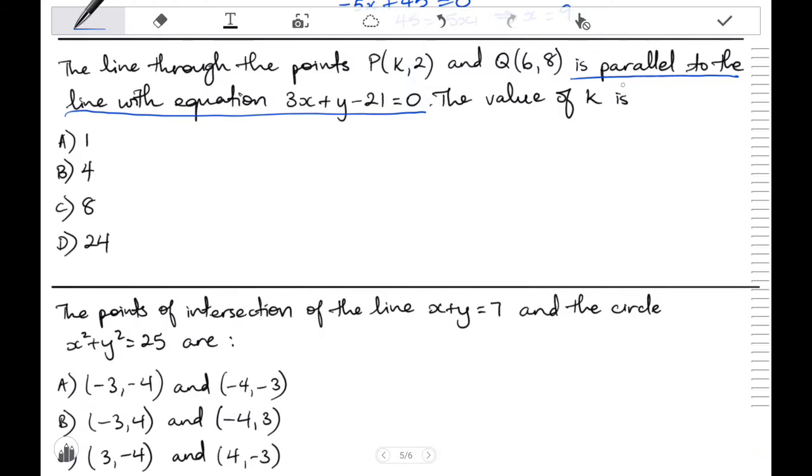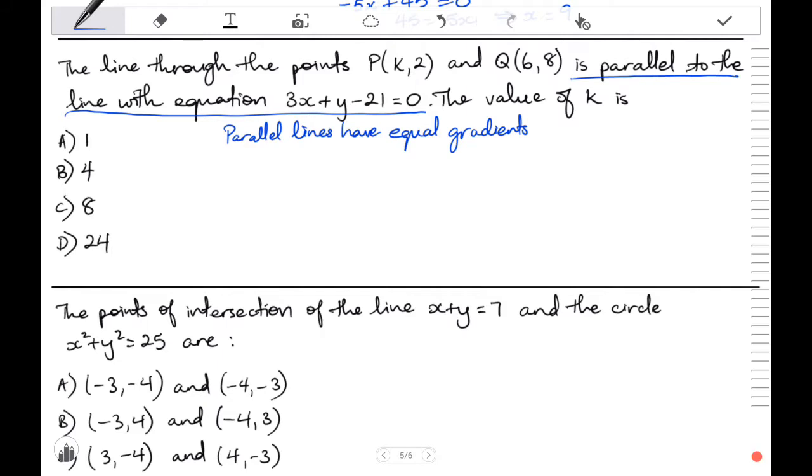Again, when you come to the word parallel, what do we know? Parallel lines have the same gradient. So what we have to do is find the gradient of the line passing through P and Q, find the gradient of this other line and equate them, and we'll solve for k. Because why could we equate them? Parallel lines have equal gradients. Okay, so let's try that.